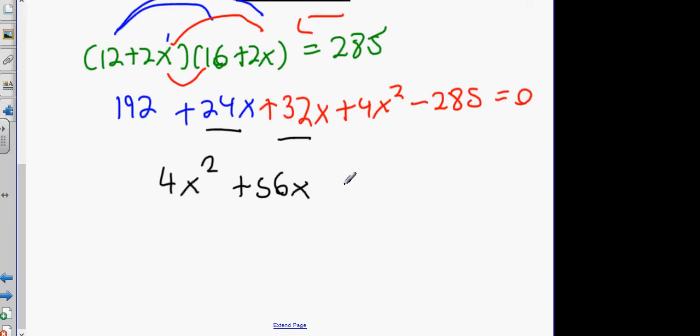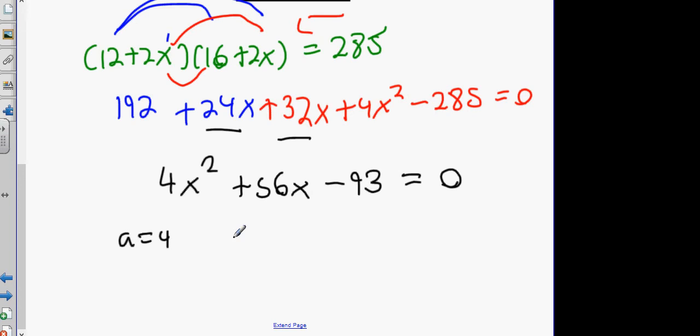Minus 93. Now, to be honest with this one, I'm not seeing that this is going to be easily factorized. The reason why it's not going to be easily factorized is because they're not all even numbers. So I'd recommend using the minus b formula for this one.